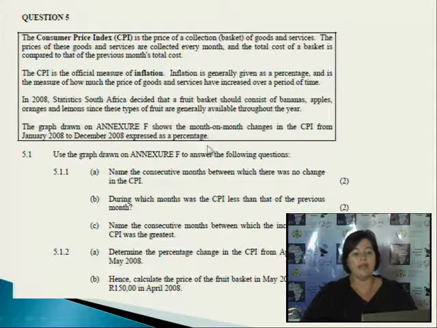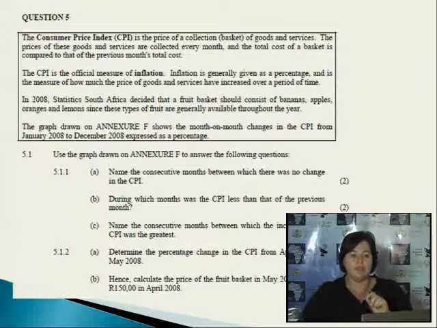The graph drawn on Annexure F, I will show that to you now, shows the month-on-month changes in the CPI from January to December as expressed as a percentage. Remember, then it is the inflation rate. Now it says, use the graph drawn on the annexure to answer the following questions. Now I just want to highlight the words, and if you can, just jot the keywords down, because I'm going to go to the graph and then you're going to forget what the questions ask. So let's look at the keywords, and if possible, write them down for me.